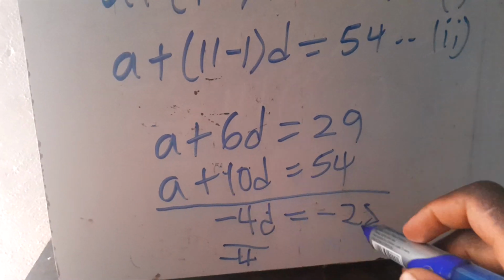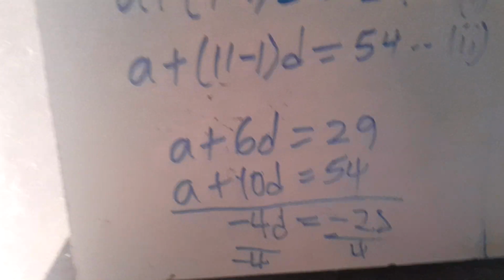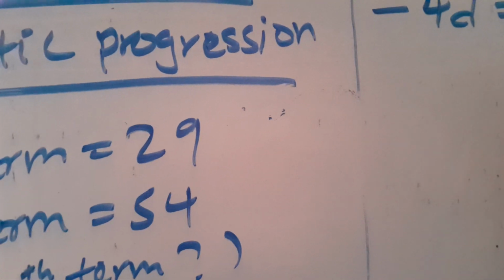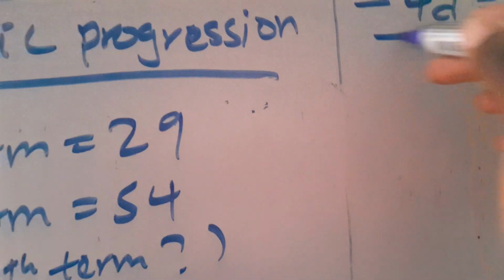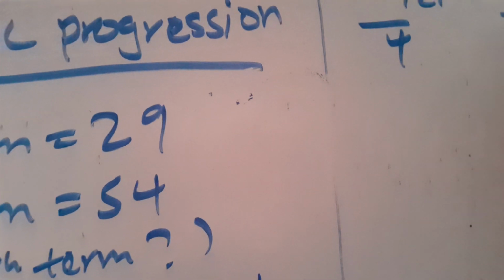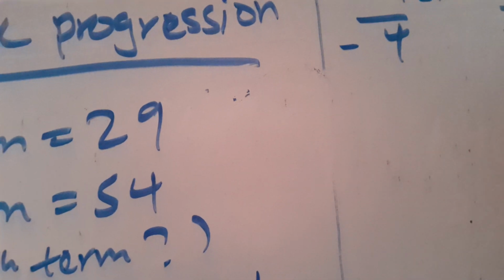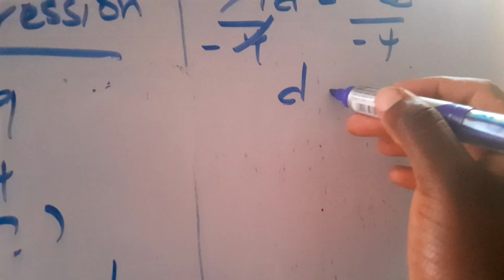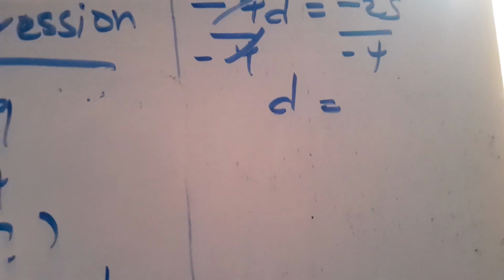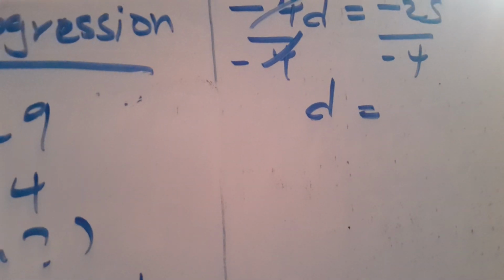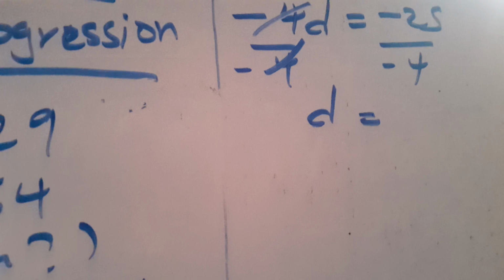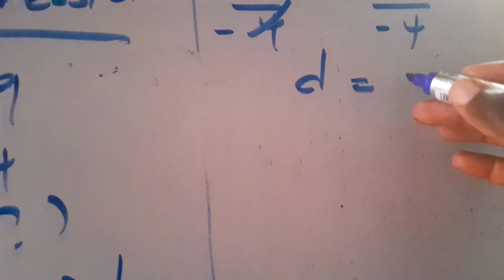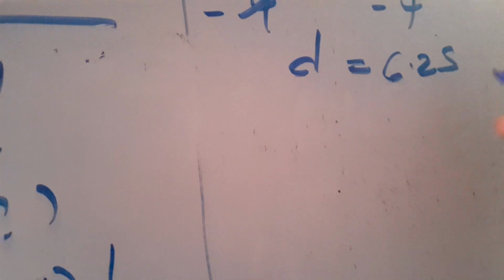We want to find the value of d. Now minus 4d is equal to minus 25. Dividing by minus 4, we'll have the value of d is equal to 6.25.